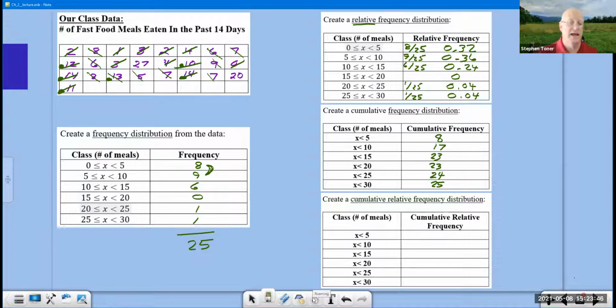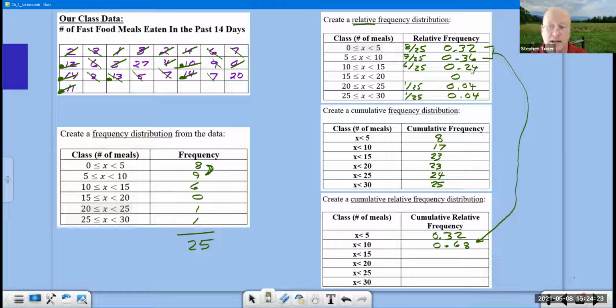Now, if I create a cumulative relative frequency distribution, I'm basically taking all the values that are in this chart up here and dividing by 25. So I'm going to have 8 divided by 25, which is 0.32. Then I'm going to have 17 divided by 25, which is going to be 0.68. We can also find that 0.68 by taking the two relative frequencies up above and adding them together.